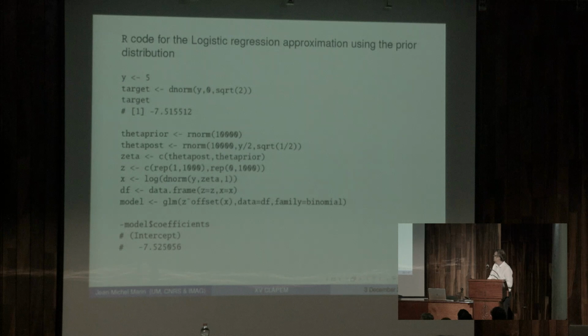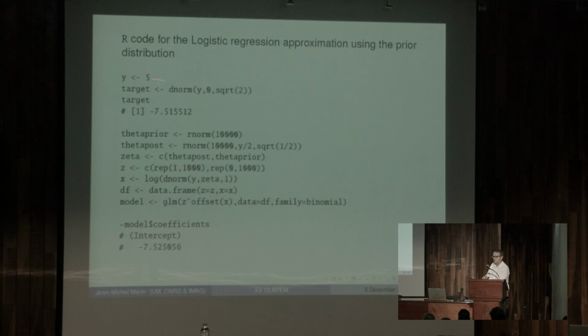So look, if I show you the code for the logistic regression approximation, here I get a value of y which is quite in the tail of the corresponding model. So the prior is quite far from the posterior for this value of y, which is equal to 5 here, okay? So you have an explicit value for the target, our target, this value here. There is a missing log here. This is the log of this quantity.